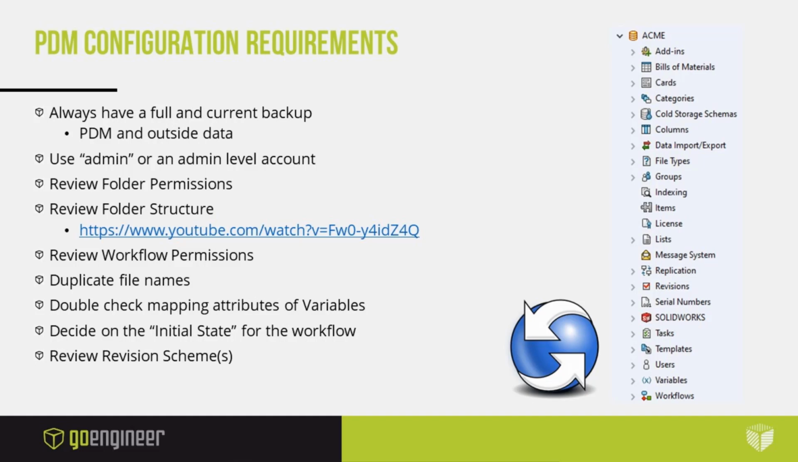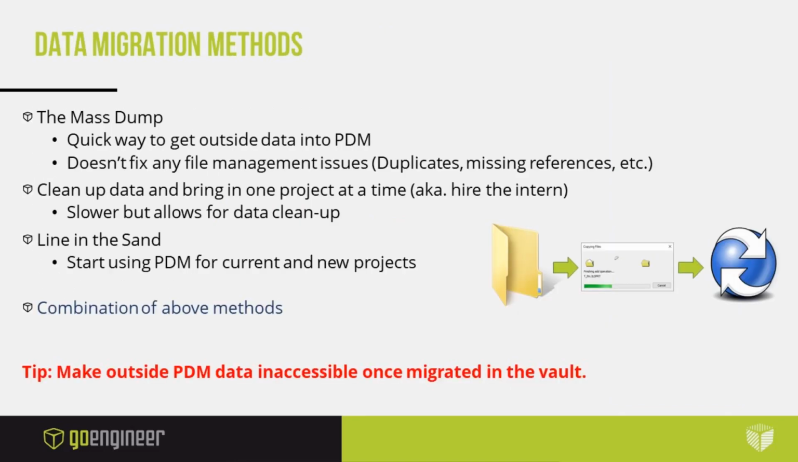I'll talk about some more advanced sorting type things that you can do. Probably more of a PDM Professional thing, but you can still do a lot of manual stuff with PDM Standard. But all of these things need to be reviewed, and once that's reviewed, then we get to the data migration. And there's several different ways to do it. You have a mass dump where we just take a big copy, paste, and check in. Again, that doesn't clean up anything, it doesn't fix anything, but it's definitely probably the quickest way to get the data in.